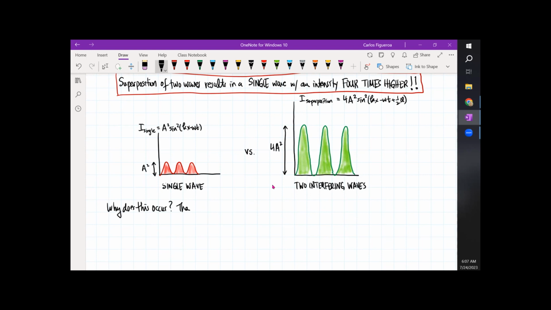It says that the process of interference moves energy from destructive areas into constructive areas. It does not violate conservation of energy.